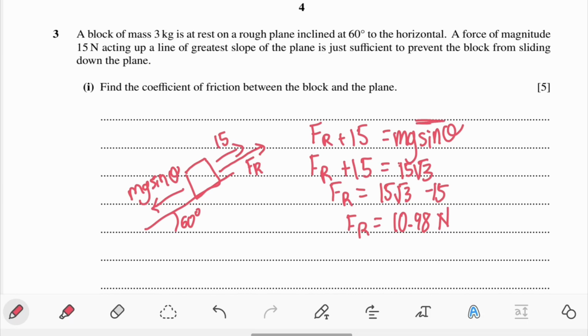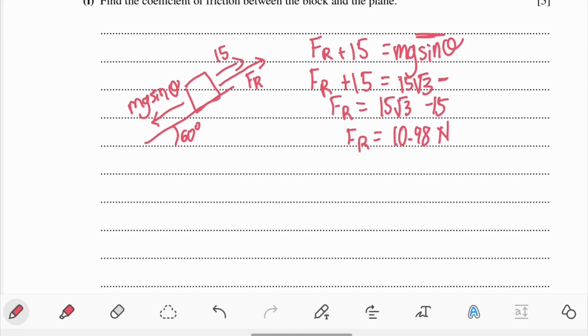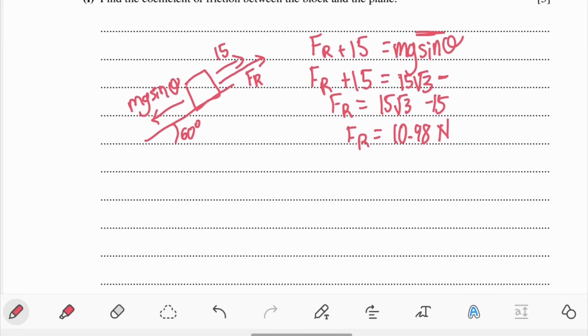Basically, from this part to this part, I just put in the mass, which was 3 kilograms, gravity 10, and sine of 60. So that's how I got 15 root 3. So now that we've done that, we also know that the resistive force is equal to mu R. This is the formula. And we don't know what R is yet, so we need to calculate that.